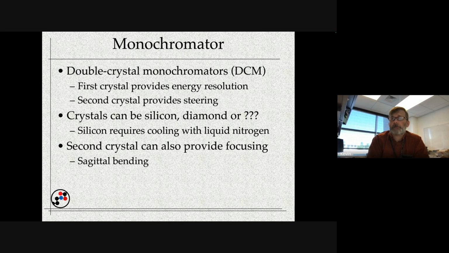Diamond crystals don't require any cooling and can take the X-ray power that's delivered to them. The second crystal can also provide focusing, which is called sagittal focusing and sagittal bending on that crystal. This is actually how we do focusing at NYX, instead of having a separate mirror that I'll show you in a little bit.